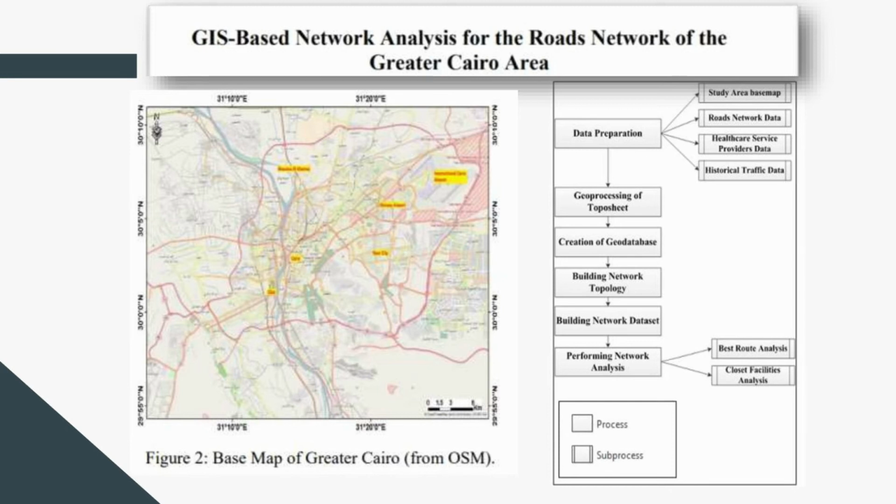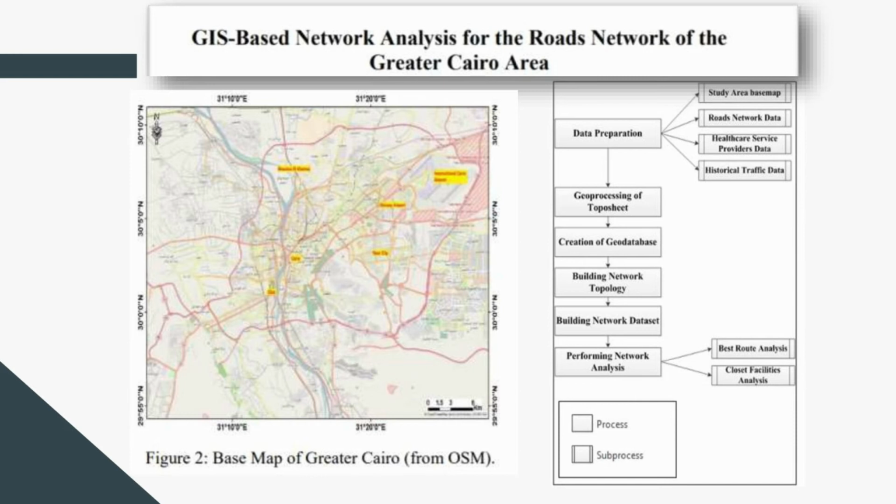In this research, 6 stages of the processes have been applied, beginning with collecting and preparing the data that will be used in the analysis, like the study area base map, road network data, healthcare service provider data, and historical traffic data. Then georeferencing the base map of the study area. Following this is the creation of a geodatabase that will store the prepared data. Then building both the network topology and the network dataset. Finally, the network analysis process has been applied to the road network of the Greater Cairo region.